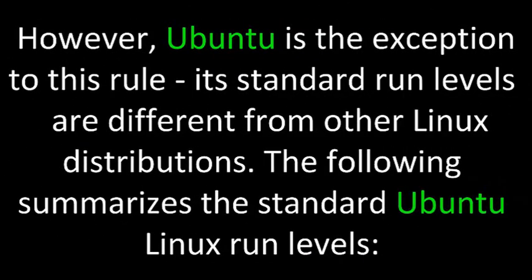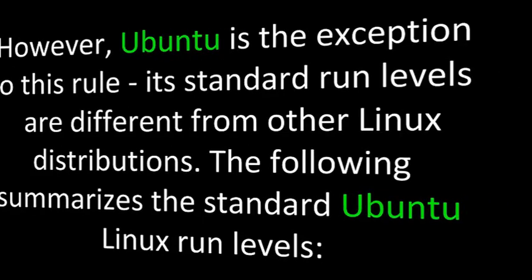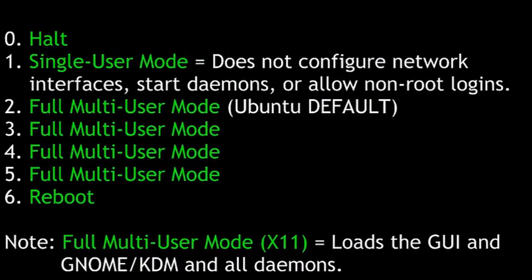However, Ubuntu is the exception to this rule. Its standard run levels are different from other Linux distributions. The following summarizes the standard Ubuntu Linux run levels. 0 is halt, 1 is single user mode, where it does not configure network interfaces, start daemons, or allow non-root logins. And then run levels 2 through 5 are full multi-user mode. 2 is the Ubuntu default.